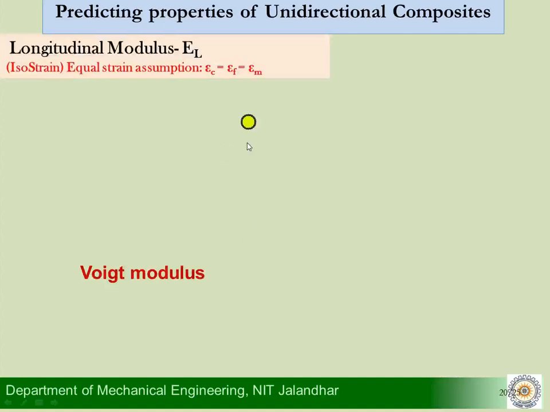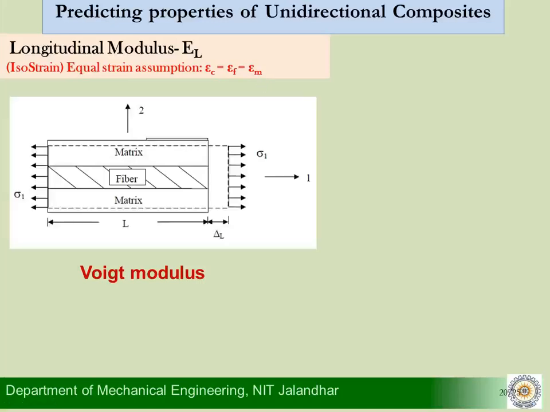what we want to do now is predict the longitudinal modulus of the composite material, which I represent here as E subscript L. So we write it as EL. For doing this exercise, we will be making one assumption, which we say is an isostrain assumption, equal strain assumption, which tells me that the strain produced in the composite, that's epsilon C, is equal to epsilon F is equal to epsilon M. It is here that our assumption about what we refer to as perfect bonding between the fiber and the matrix comes into picture.